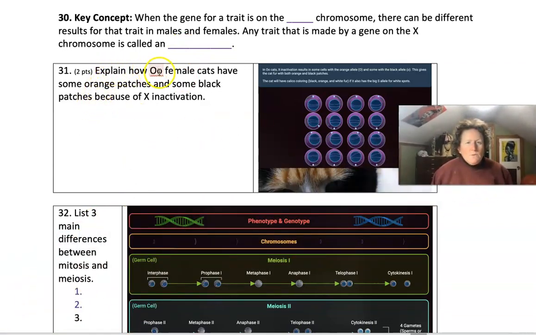Explain how big O, little o female cats have some orange patches and some black patches because of X inactivation. Remember, in any female that has 2 X's, one of the X's gets shut off in any particular cell, but it's random which X gets shut off. So sometimes the big O X will get shut off, and sometimes the little o X will get shut off. If big O gets shut off, the cells are black. If little o gets shut off, the cells are orange.